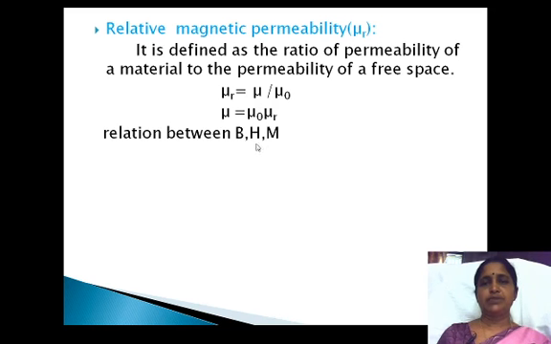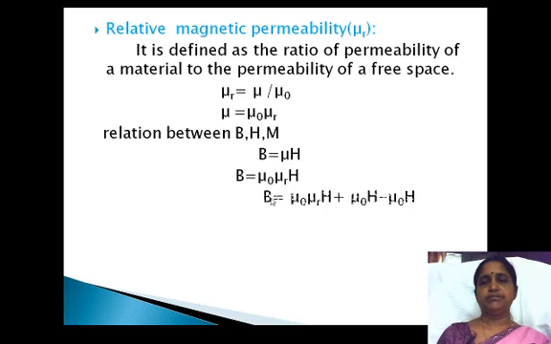Next topic: relation between B, H, M. Here B is the flux density, H is the field strength, and M is the magnetization. We give the relation between all three. Generally B is equal to mu H, that means mu is equal to B by H. In place of mu we write mu naught mu r, so B is equal to mu naught mu r H. Here we add mu naught H and subtract it. There is no change in the equation. But M is equal to H into mu r minus 1.